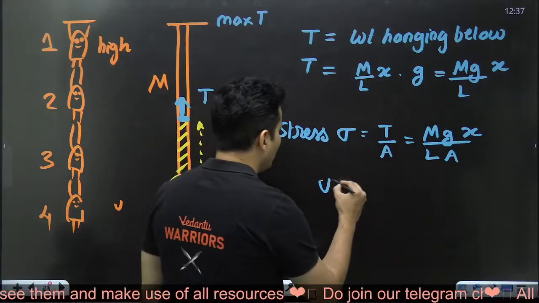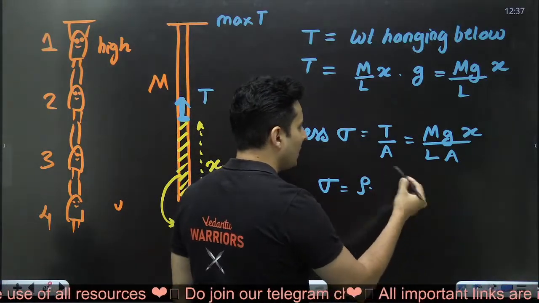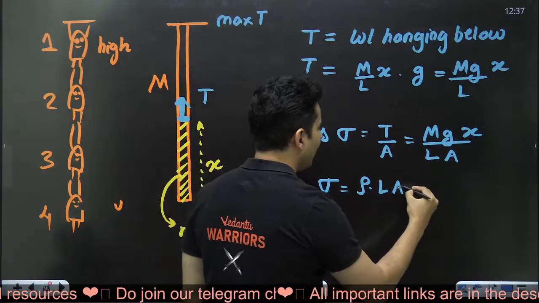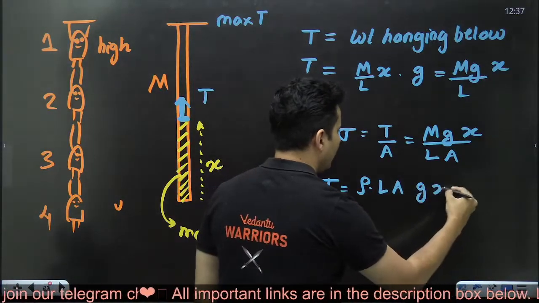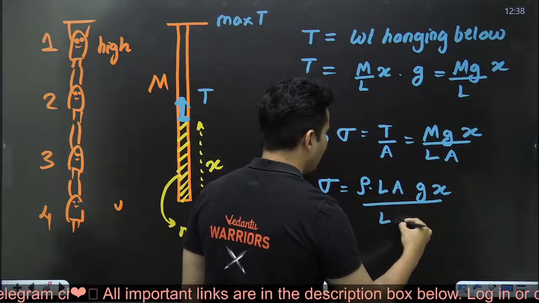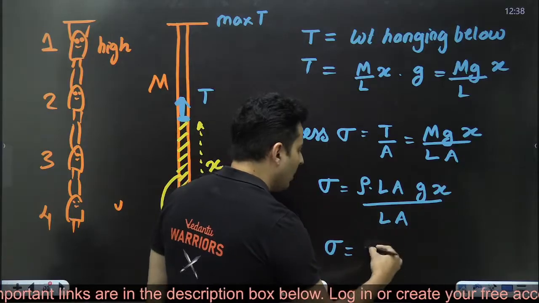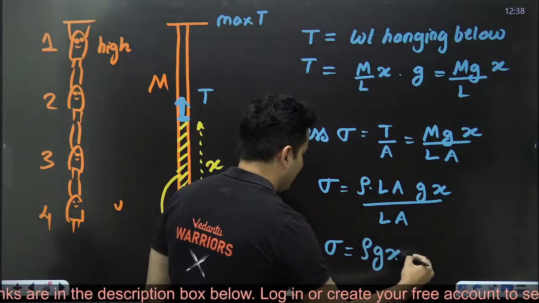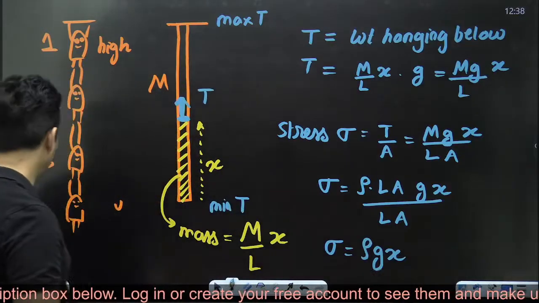By the way, we can also do one small magical thing over here. Mass is nothing but density into volume. Volume is basically LA, and g x divided by this LA is as it is. LA, Los Angeles, got cancelled. So it will become rho g x is the stress. Rho g x is the stress at any given point.